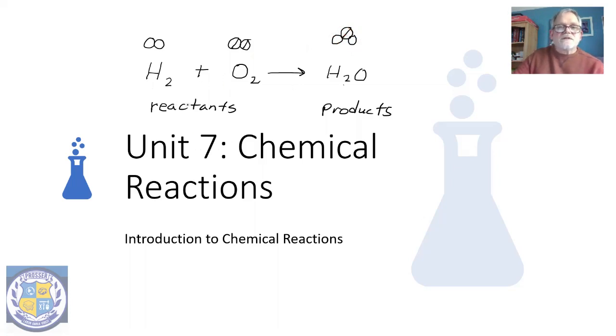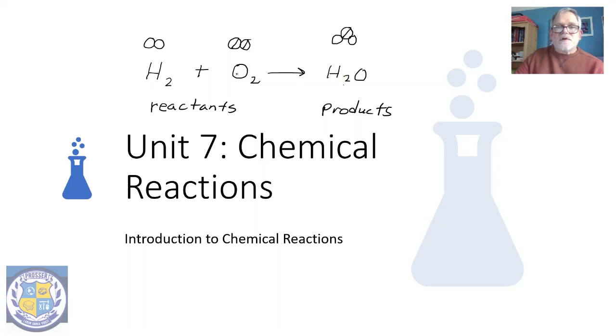So on the left, you'll recall we have the reactants. On the right, we have the products. On the reactant side, we have a mixture of two different types of molecules indicated by the plus sign. And then we have the arrow. That means that that's a chemical reaction. That's where the molecules on the left side rip apart, come back together, and form the products, which in this case is water.